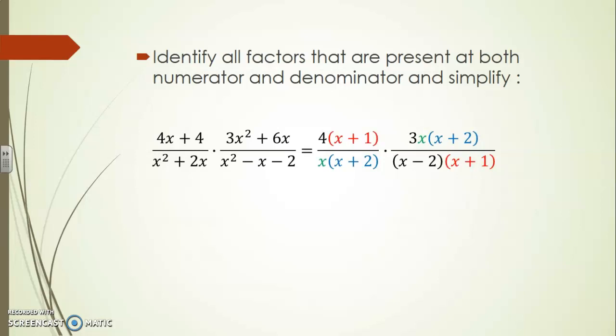Now we're going to identify all the factors that are present at both the numerator and the denominator, from either rational function. I've highlighted these factors with colors, so you've noticed x plus 1 appeared at the numerator of the first rational expression and at the denominator of the one it was multiplying with. Same goes with the factor x. That was a denominator in the first rational expression and a numerator of the second. And same goes for x plus 2, which appeared at one's denominator and the other's numerator.